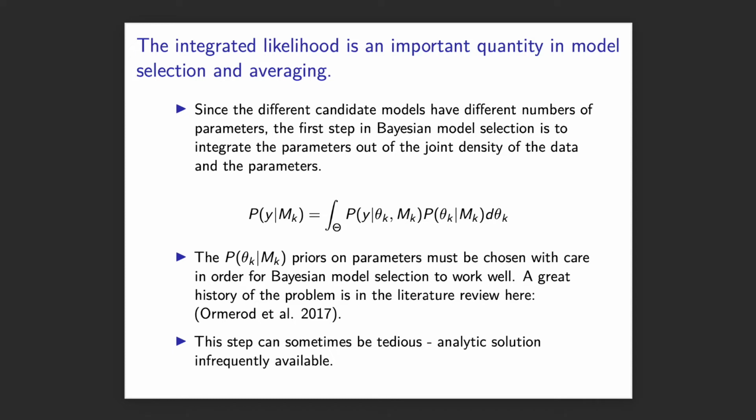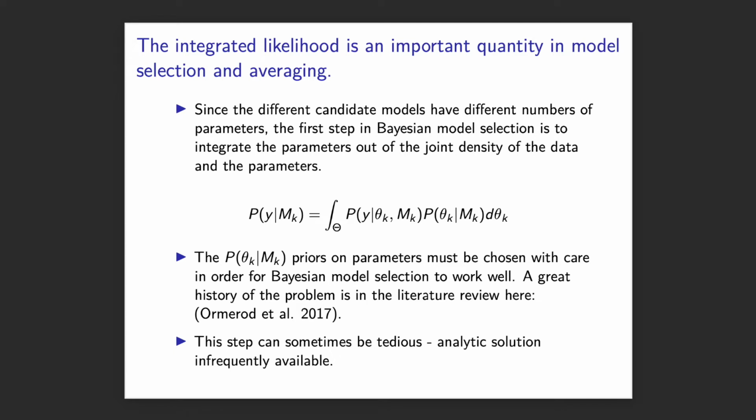Basically, you get this thing by multiplying your likelihood, which is the Bayesian notation for likelihood, times your prior for the parameters for each model, then integrating the parameters out. Since this is the Bayesian approach, we're treating potentially the data and definitely the parameters as random variables. We're forming their joint distribution. We're integrating the parameters out. That gives us what's known as the integrated likelihood.